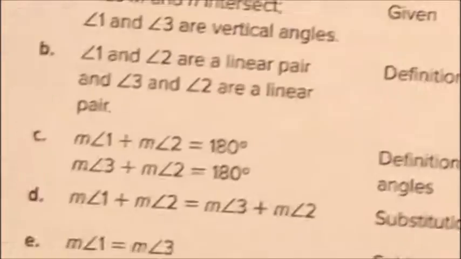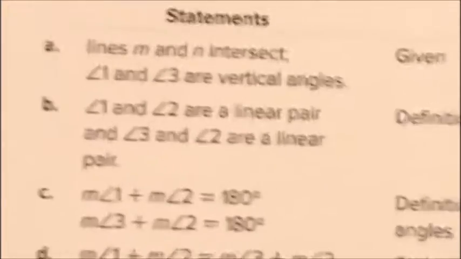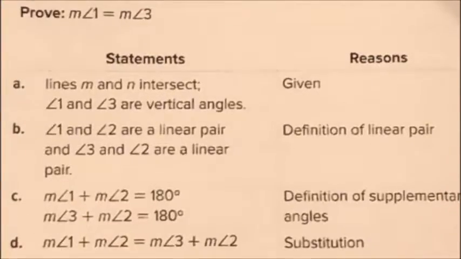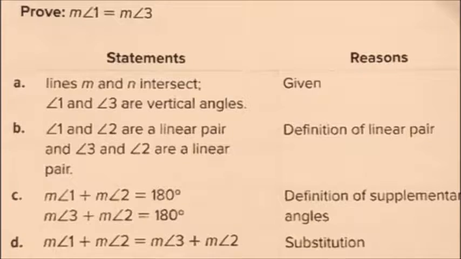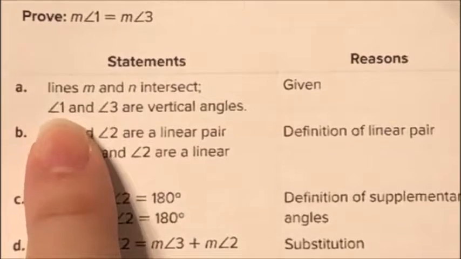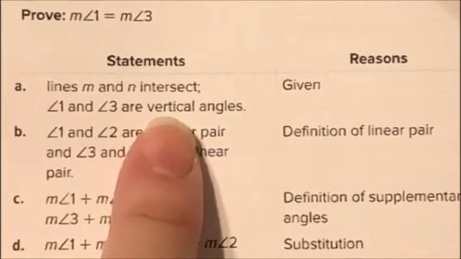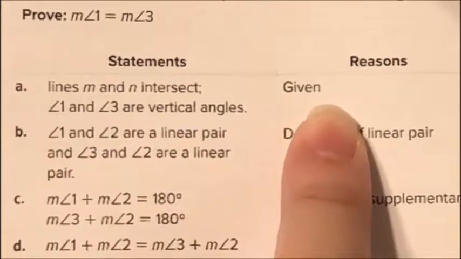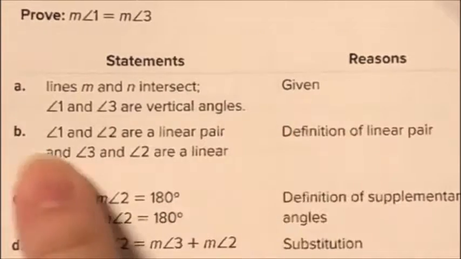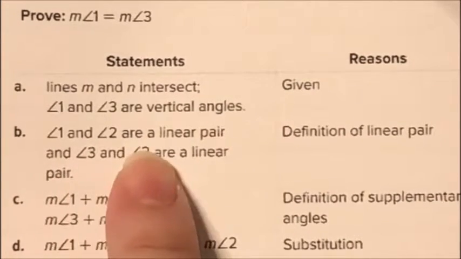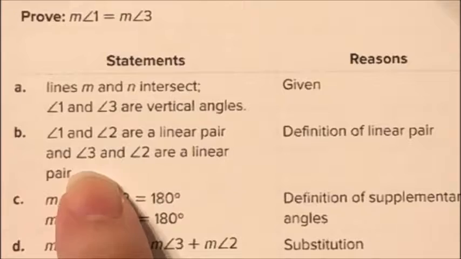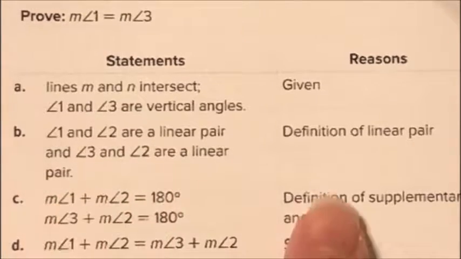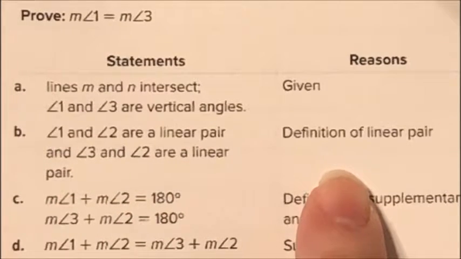So, I'm going to go ahead and start with my proof. It says statements and reasons. So, I basically state something and then I provide a reason for it. The first thing I say is lines M and N intersect. Angle 1 and angle 3 are vertical angles. That's given. They already told me that. Angle 1 and angle 2 are a linear pair, and angle 3 and angle 2 are a linear pair. That's the definition of a linear pair.